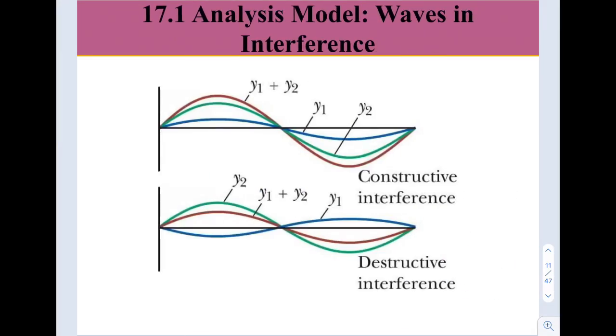So now, analysis model: wave interference. Again, we're going to take a look at this. Here we have y1 in blue color, y2 in green color. When they combine, because both have positive y displacement, they're going to combine and produce constructive interference, right? And the amplitude of the combination will be bigger in comparison to the individual waves of y1 and y2, right?